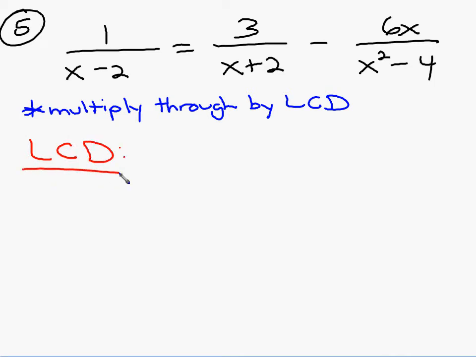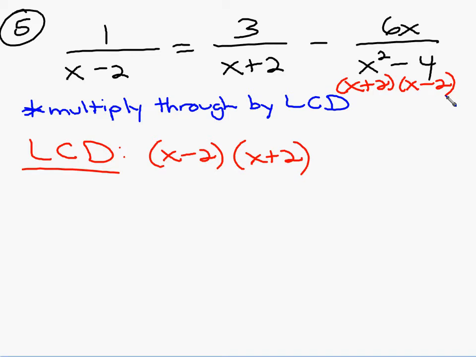Well, if you remember, when we talked about rational expressions, which, by the way, will be on the next test, we need one of each factor. So I need an x minus 2. I need an x plus 2. And do I need anything else? I don't, because this is a difference of 2 squares, that is x plus 2 times x minus 2. So this right here is my least common denominator. So I need to multiply each term by this.